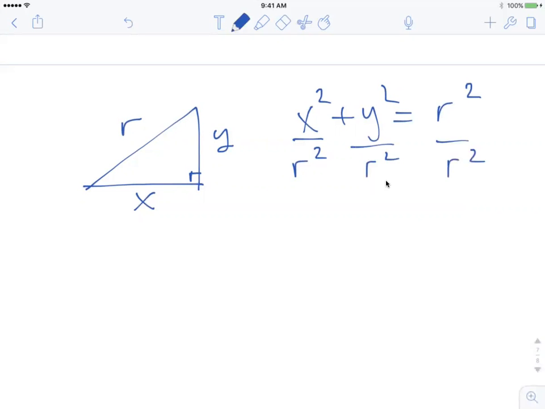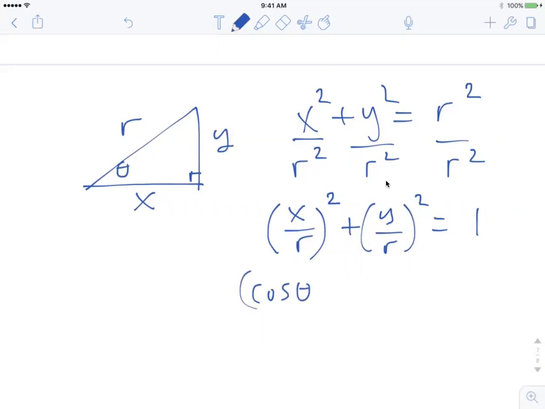Now, think about what would happen if we just divided everything by r squared. That's legal, right? Divide everything by the same value. Now, x squared over r squared is x over r squared, plus y over r squared. R squared divided by r squared is 1. Now, think about your trigonometric definitions. You should start recognizing x over r. X over r is that cosine ratio. So if theta is this angle right there, this would be cosine of theta squared plus sine of theta squared equals 1. Okay, and that's the identity.